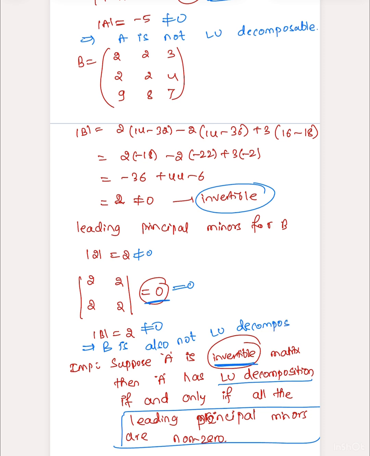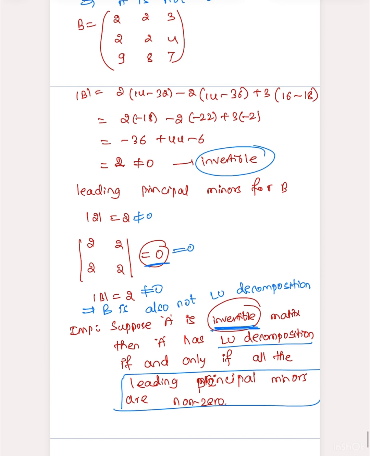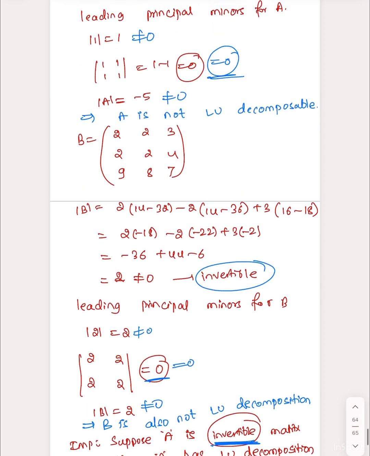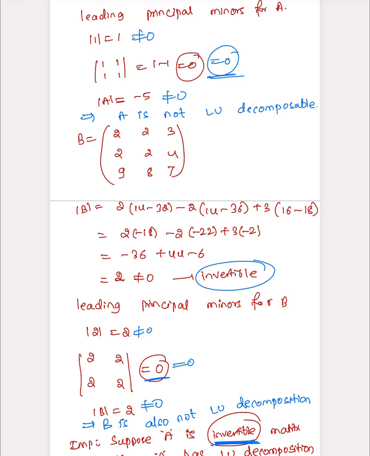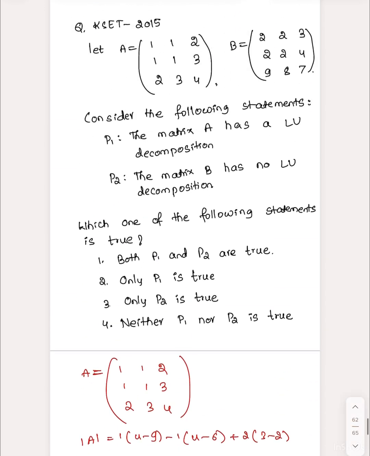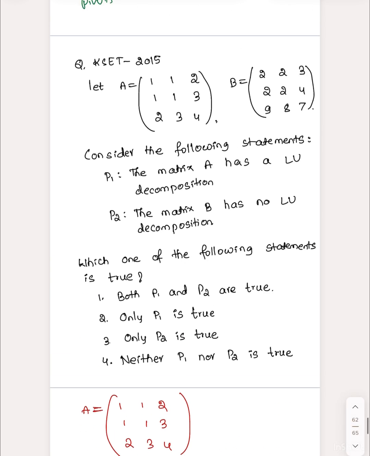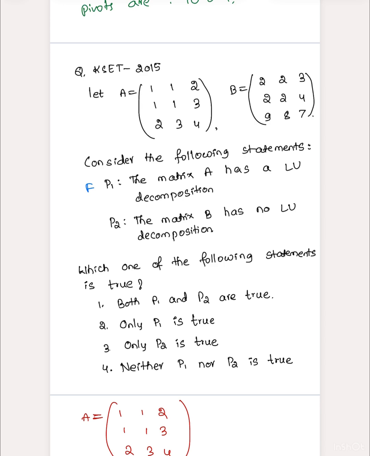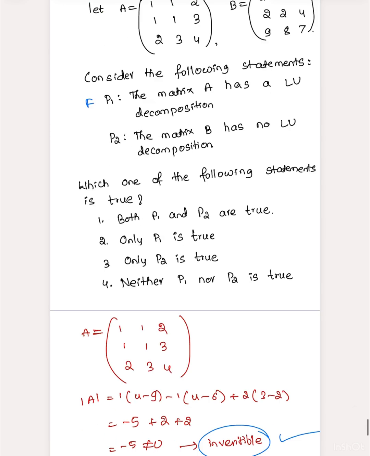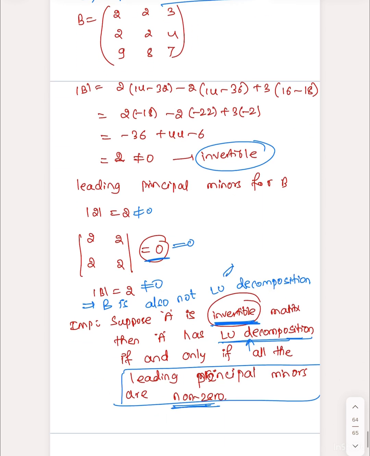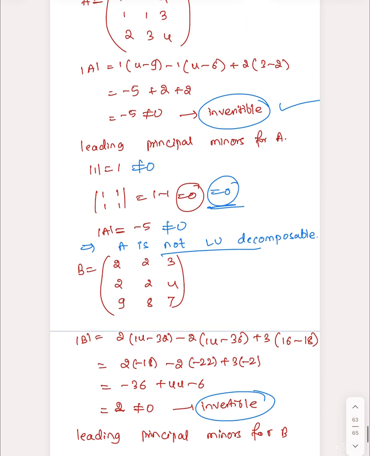So it is based on just one statement. Suppose we have an invertible matrix, then that matrix is LU decomposable if and only if all the leading principal minors are non-zero. So we can conclude that A is not LU decomposable and B is also not LU decomposable. Then we check with the given statements P1 and P2. P1 says A has LU decomposition. Just now we got that A is not LU decomposable. Therefore, statement P1 is false. And statement P2 says the matrix B has no LU decomposition. So P2 is true.